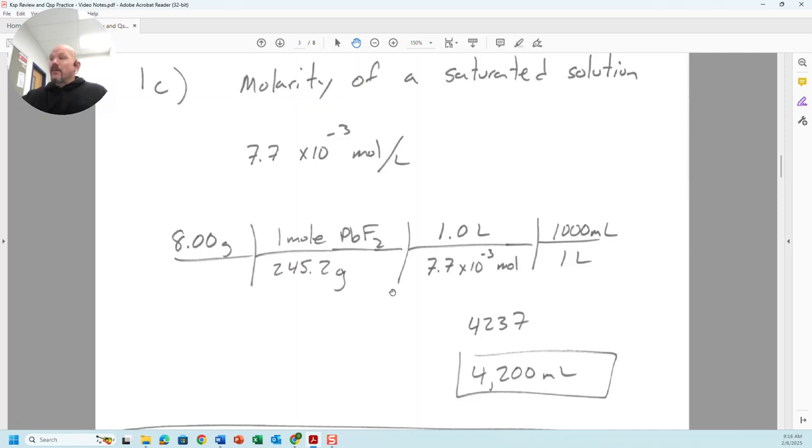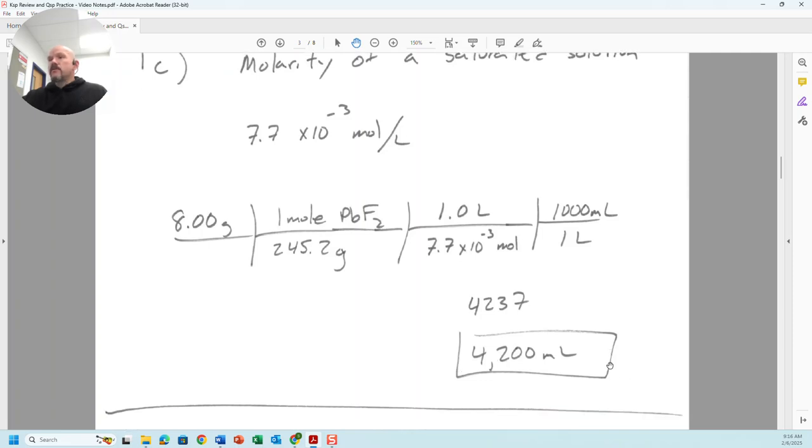But I'm really only allowed 2 sig digs because of the molarity, the molar solubility. So around 4,200 milliliters would be required. So to get 8 grams or around 8 grams, the student would have to measure 4.2 liters of a saturated solution of lead fluoride to have that many grams of salt dissolved in it.